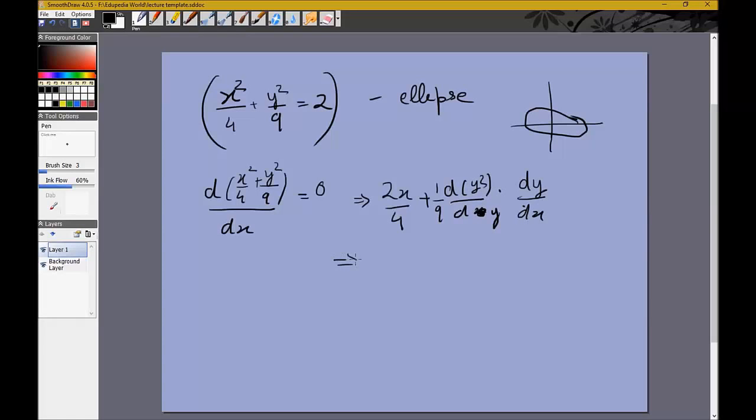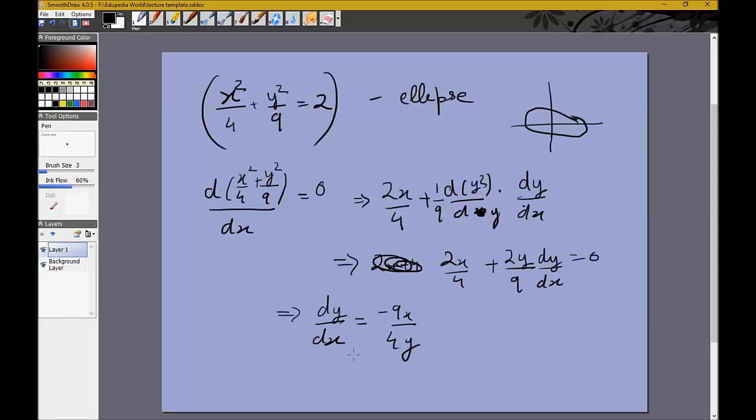You can say d of y square by dy into dy by dx. So what you'll get is 2x by 4 plus this will be 2y dy by dx. So 2y by 9 dy by dx is equal to 0. So what we get is dy by dx is equal to minus 9x by 4y.